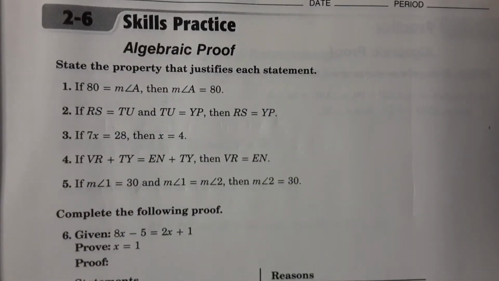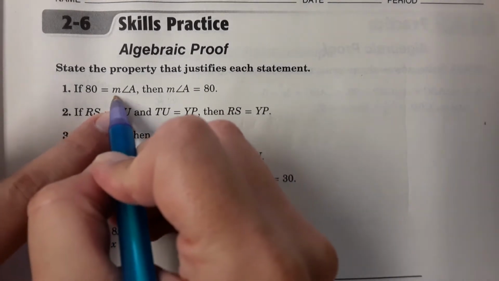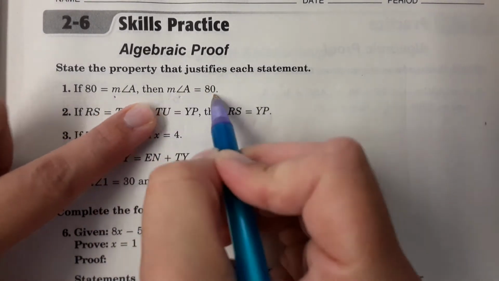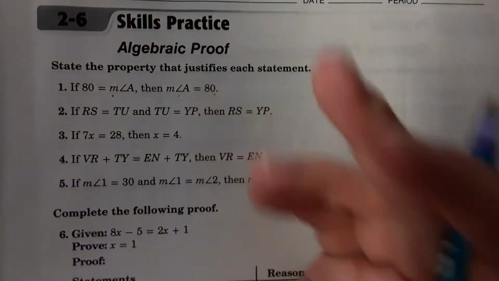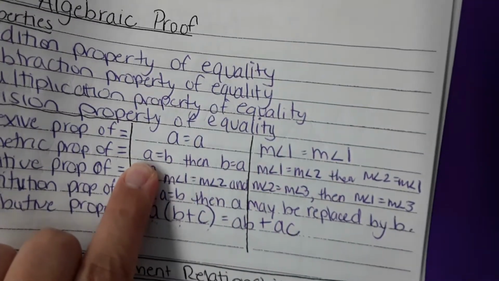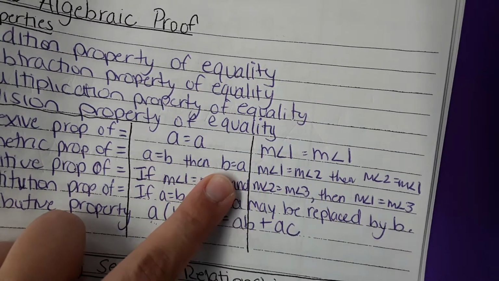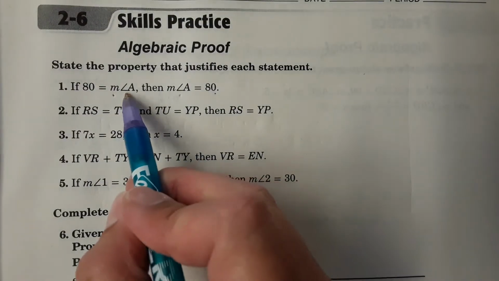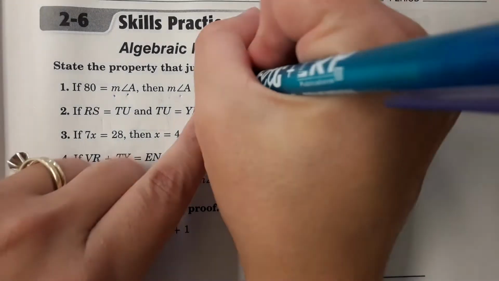Okay, so here they say if 80 equals measure of angle A, then measure of angle A equals 80. You can look back at your answer bank, and here it says A equals B, then B equals A. That is similar to what they showed here. So it is symmetric property.